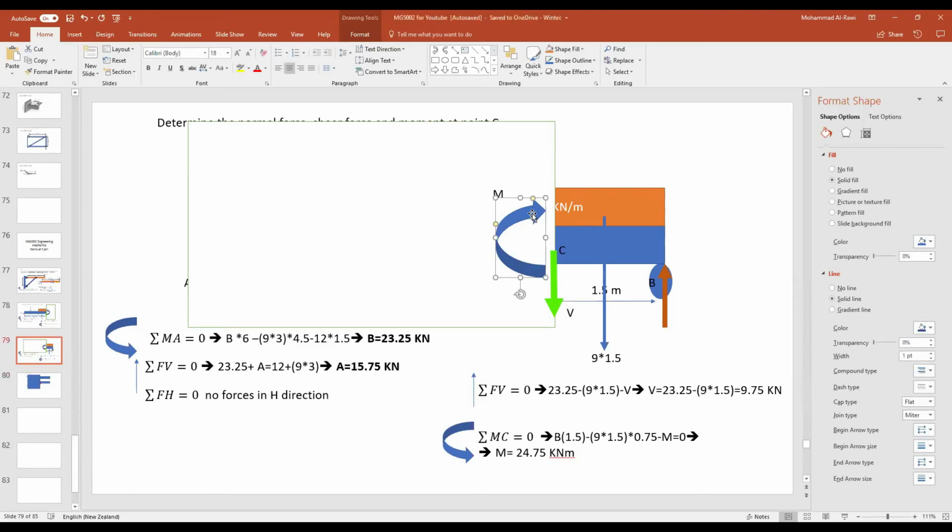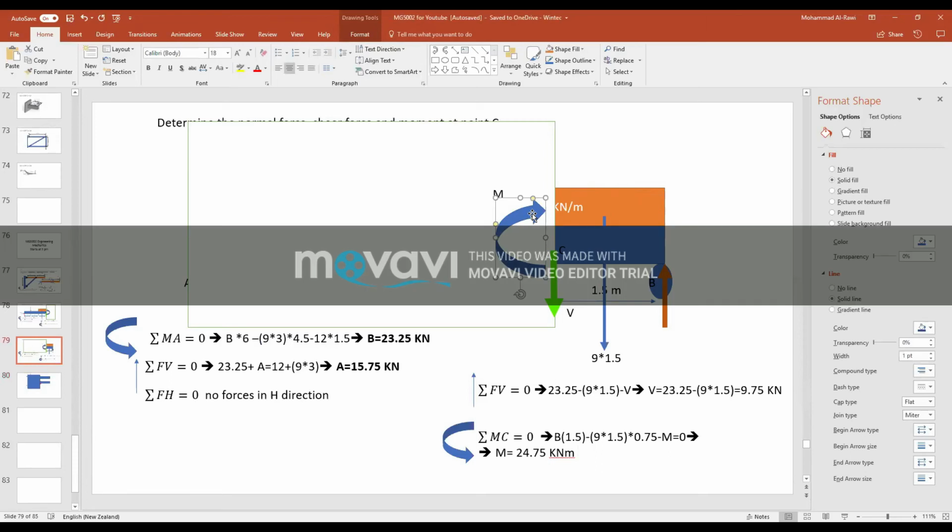Yes, different solutions, but at the end, we got the same answer, which we are interested in. So that's a really, really very good question, and I hope in this we clarify it.